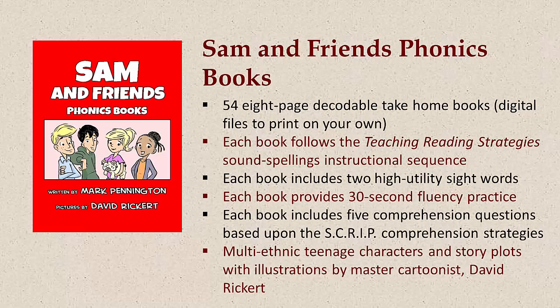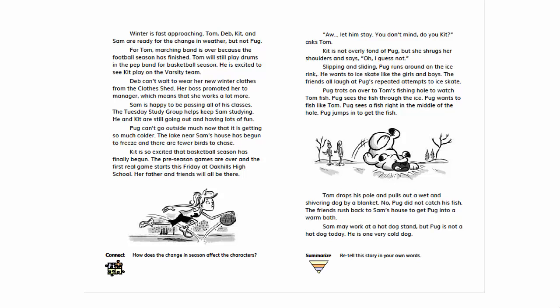The books are illustrated by master cartoonist David Rickert. The cartoons are designed to be appreciated by older remedial readers. The teenage characters are multi-ethnic, and the stories reinforce positive values and character development. Your students and parents will love these fun, heartwarming, and comical stories about the adventures of Sam and his friends, Tom, Kit, and Deb. Oh, and also that crazy dog, Pug. Teachers are provided the digital masters for all 54 8-page books to print for each of their students.